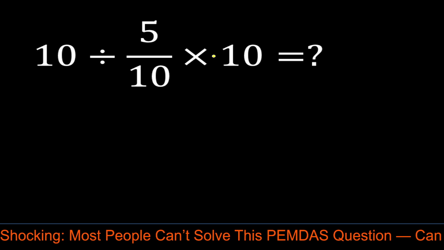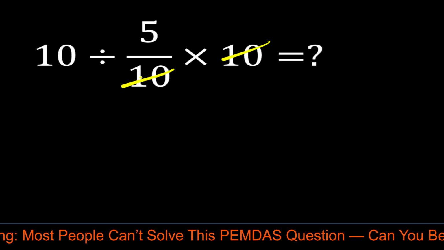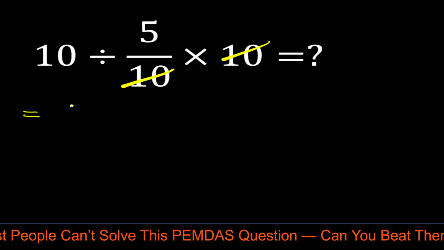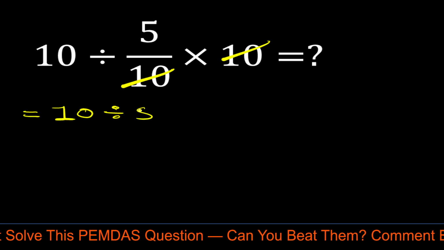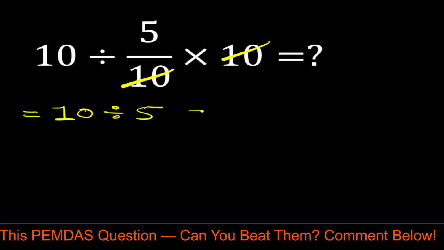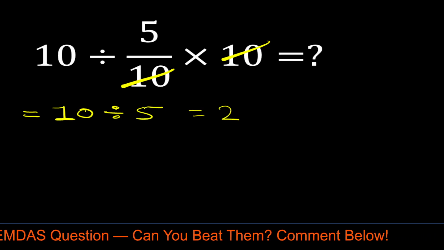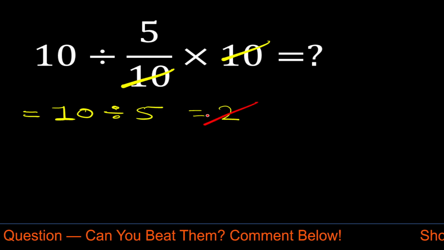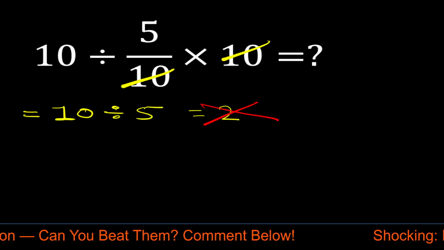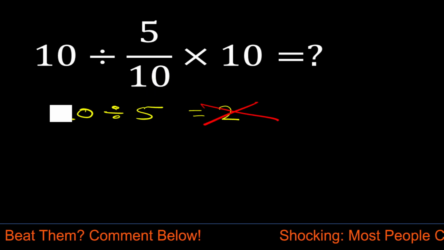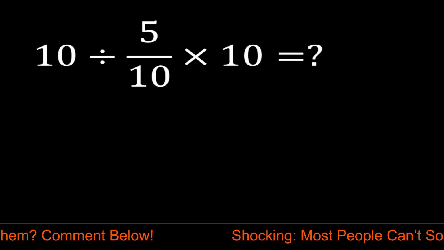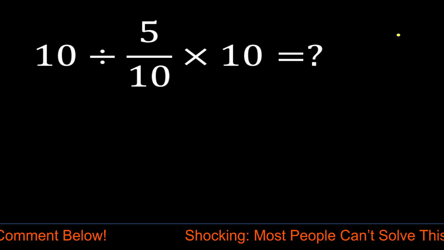Now cancel this 10 by 10, right? So now 10 divided by 5. So 10 divided by 5 is equal to 2. But this answer is not correct. This answer is completely wrong. Right? Now let's solve this problem correctly by using the PEMDAS rule.